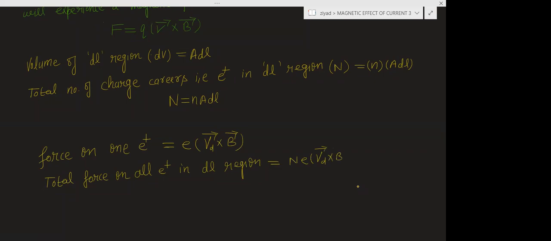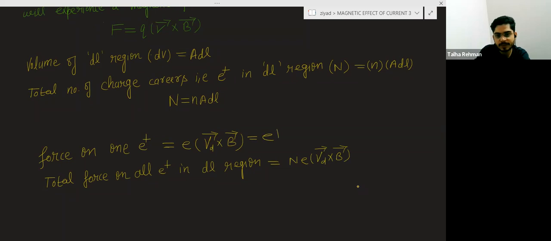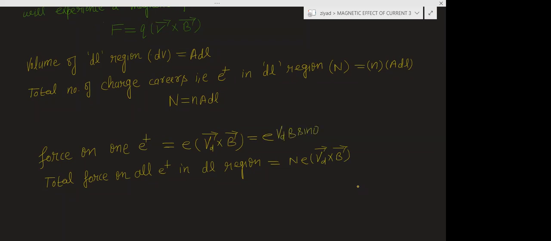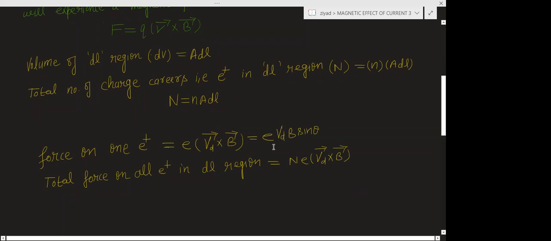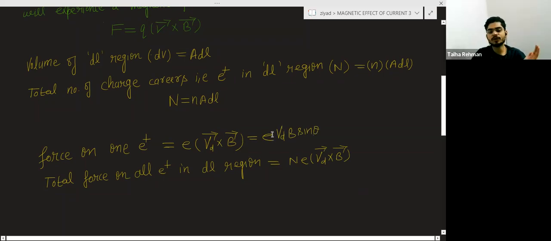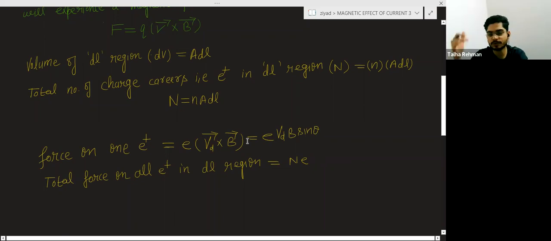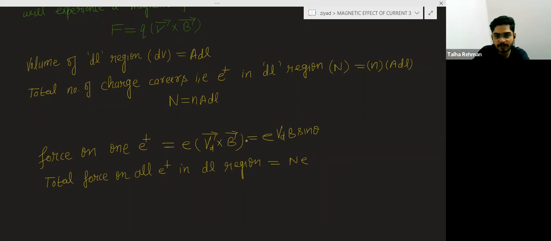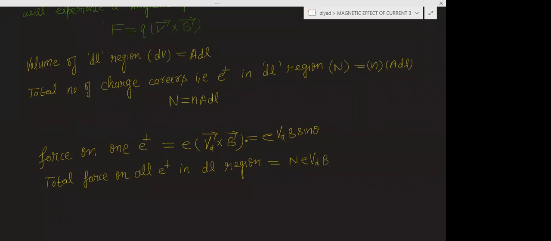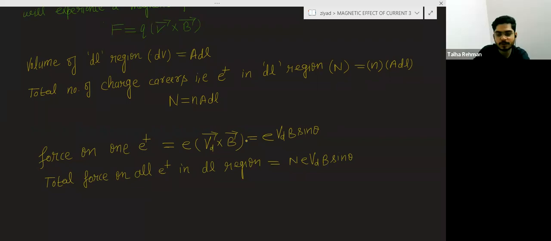This is e vD cross B, or you can open this also. This will become e into vD into B into sin theta. Both are correct. This is also correct. I am just opening it because I want to solve something. Sometimes it is required to open this vector product because we want to simplify the expression. So this will become e into vD, where vD represents the drift velocity, B sin theta.